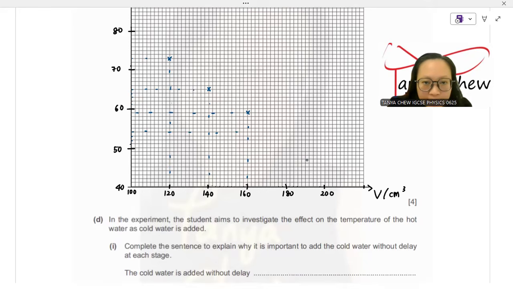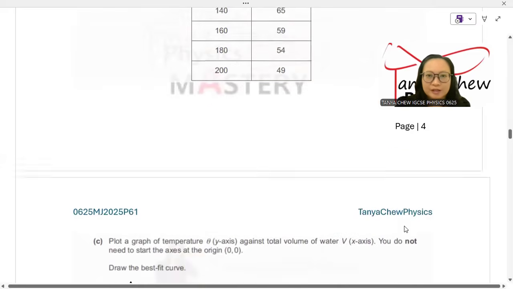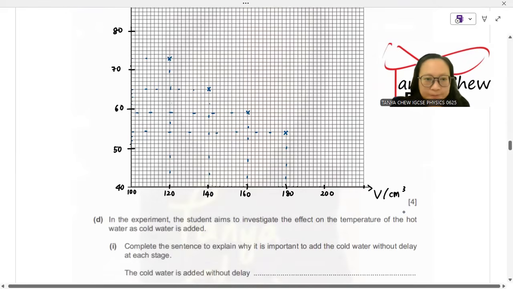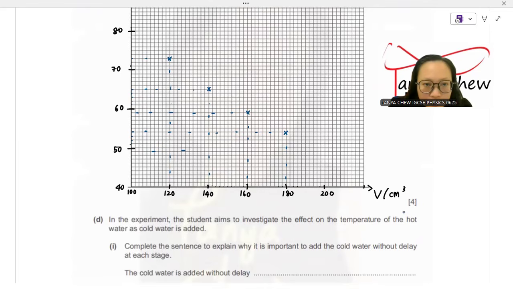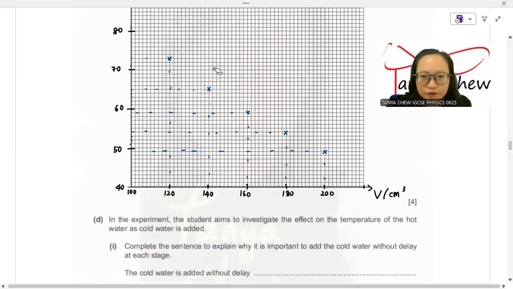That's 180. So 54 is right here. And then 200, the last one is 49. So 49 is this one. Wait, be careful. Okay, this is 200 right here. Yes, and I'm going to erase all these messy dots here.